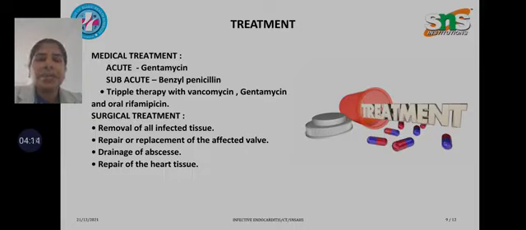And surgical treatment involves removal of all the infected tissue, repair or replacement of the infected valve, drainage of abscess and repair of heart tissue. That is, removal of all the infected tissue involved, and excision of the infected valve, that is, the native infected valve is removed and a prosthetic valve is placed instead. So repair and replacement of the affected valve means the infected valve is cut out or replaced. Drainage of abscess and repair of heart tissues are done.